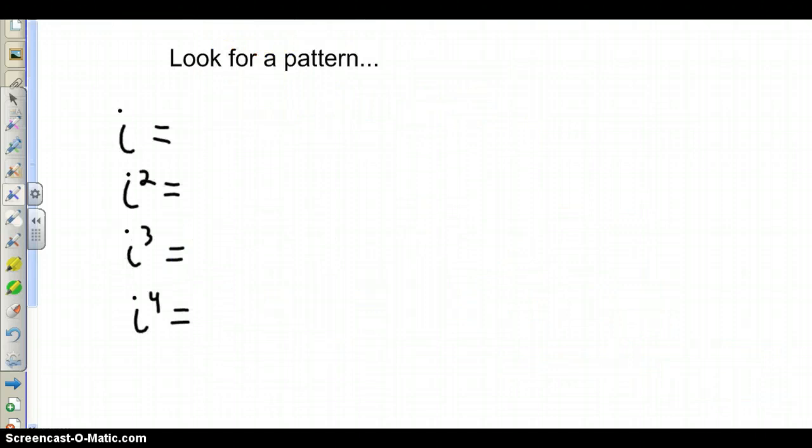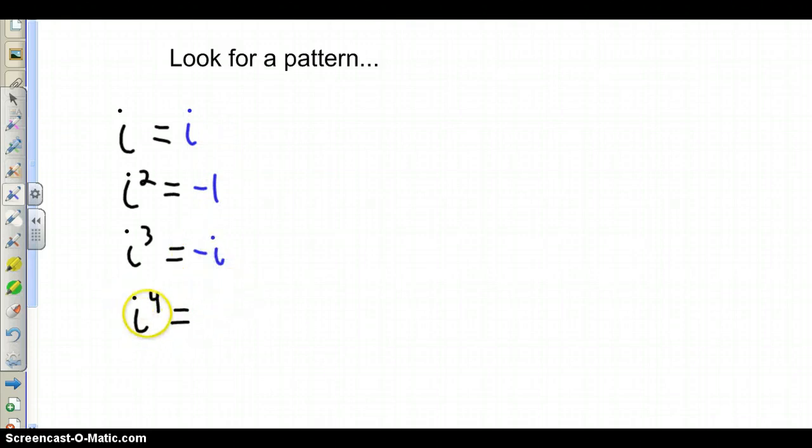Look for a pattern. You want to be able to look for patterns in these. I to the first power is just plain old I. I squared, we know if memorized, is -1. And if you think about I cubed, couldn't we just multiply these two, I times I squared, which is I to the third, so I times -1 is -I.